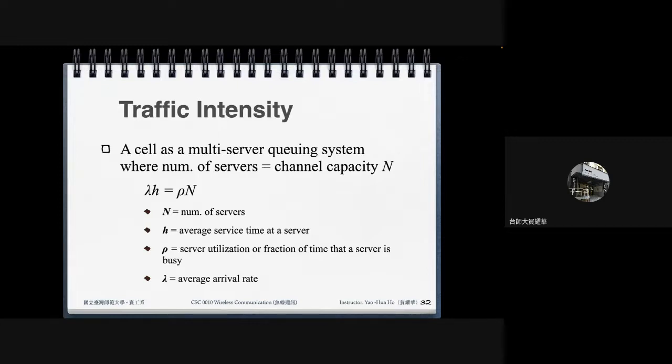Then the equation is lambda times H equals what? N, the number of servers, times the server utilization, or fraction of time a server is busy. So how many servers can serve, and what is the utilization? It equals the average arrival rate times the average service time at the server. So that is the traffic intensity we talked about last week. Any questions?